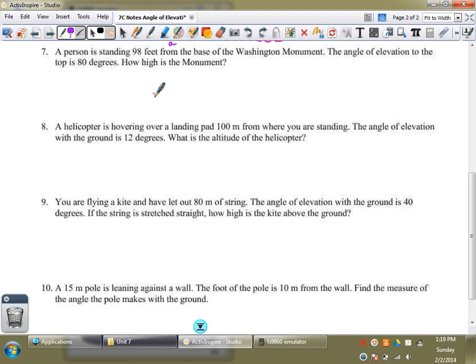A person is standing 98 feet from the base of the Washington Monument. So the big pencil. That's what we call it in our house. So there's a person. Yes, she thinks I'm hilarious. The person is standing 98 feet from that. And the angle of elevation to the top is 80 degrees. So then how high is the monument? We want to know the height of the monument.